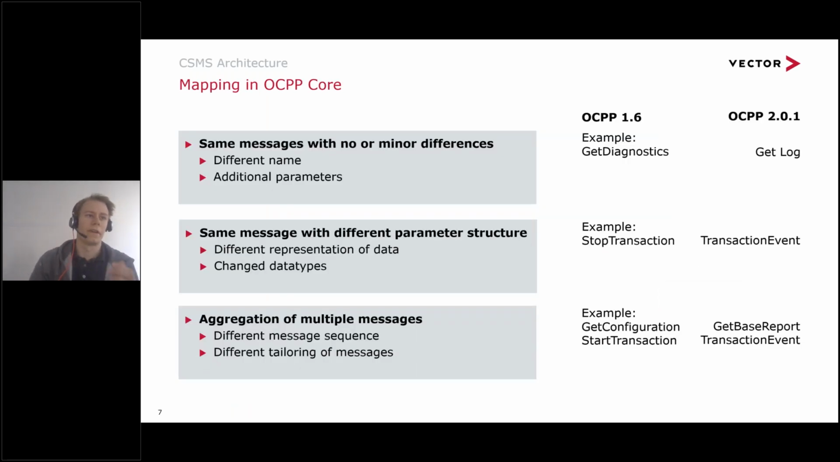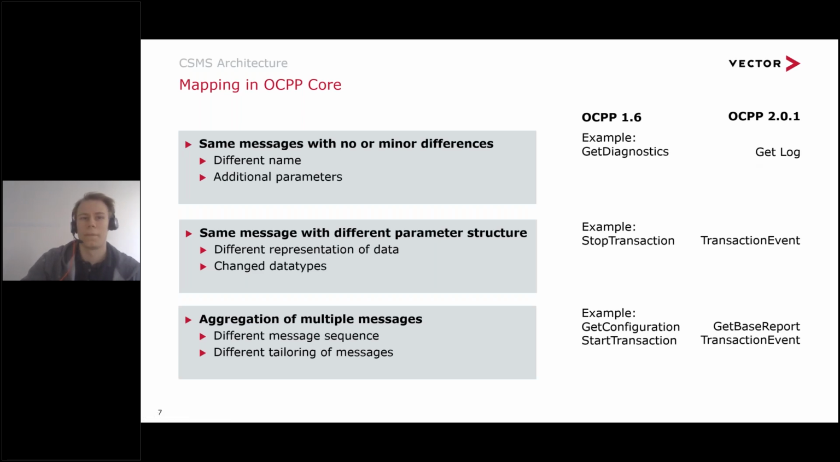So we've discovered 3 different types of mapping in the OCPP core, the middle layer. The first one would be the most simple one. There are some parts where the messages are quite similar between OCPP 1.6 and 2.0.1. One example could be the GetDiagnostics in OCPP 1.6 or the GetLog in OCPP 2.0.1. The message is quite similar. There are some additional parameters, but the only main big change was the different name for the message. So GetDiagnostics was moved to GetLog.